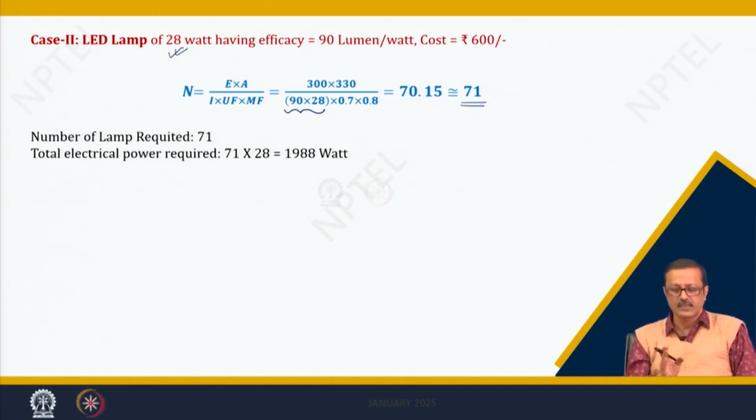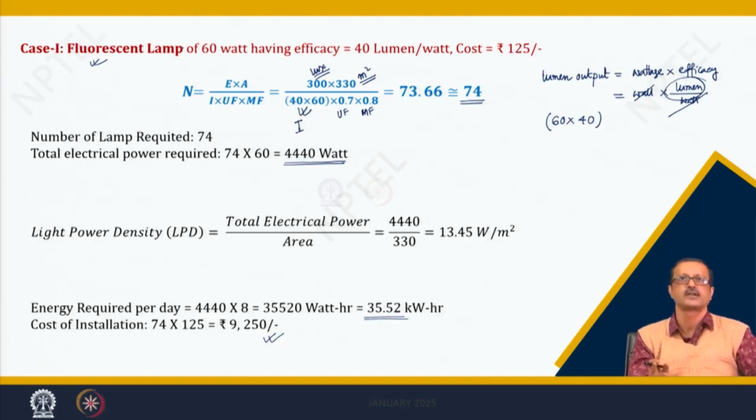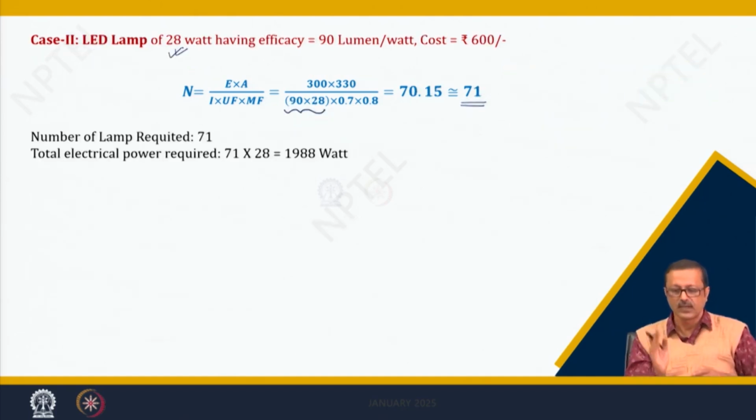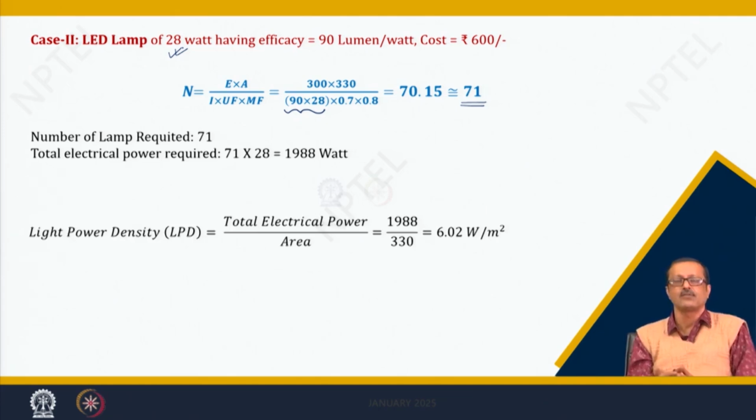So, 1988 watt is required, which in the earlier case was 4440, here it is 1988, almost half. Now, if I want to calculate the LPD, 1988 watt is distributed over an overall area of 330 meter square to give you the required illumination level of 300 lux. So, the LPD is 6.03.